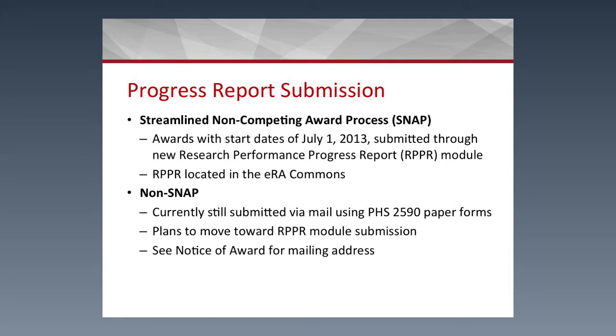As part of the progress reporting submission, there are different processes for submitting a non-SNAP versus a SNAP progress report. For the SNAP progress report, these are submitted through the Research Performance Progress Reporting Module, or RPPR. The RPPR module is located in eRA Commons. For the non-SNAP progress report, you still have to mail those progress reports into the NIH using the paper forms.